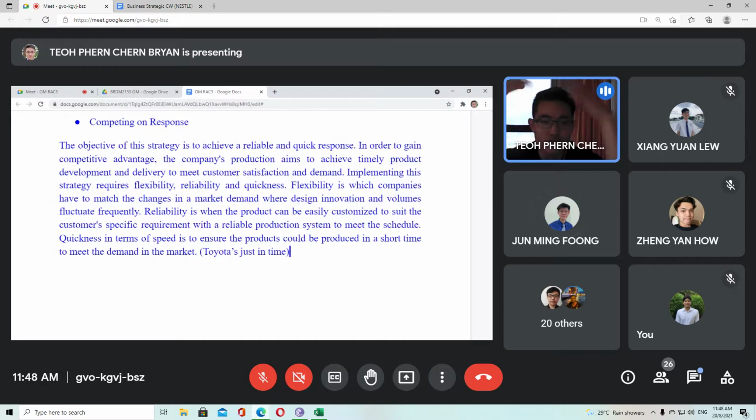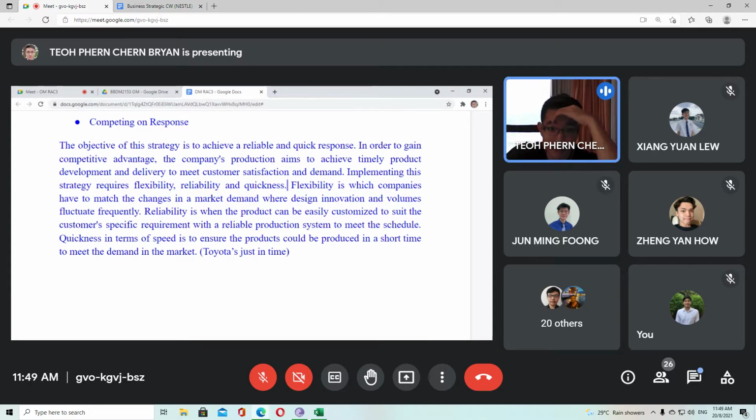All right, so response strategy is a very, very broad strategy. As you mentioned, there is flexibility, reliability, and quickness. Okay, so some textbooks also say that companies such as Pizza Hut and Domino's Delivery can be considered as response. Okay, because at that time, now also lah, they deliver quite quickly. So it's considered as responding to the customer's orders very quickly. So that is competing on response can also.